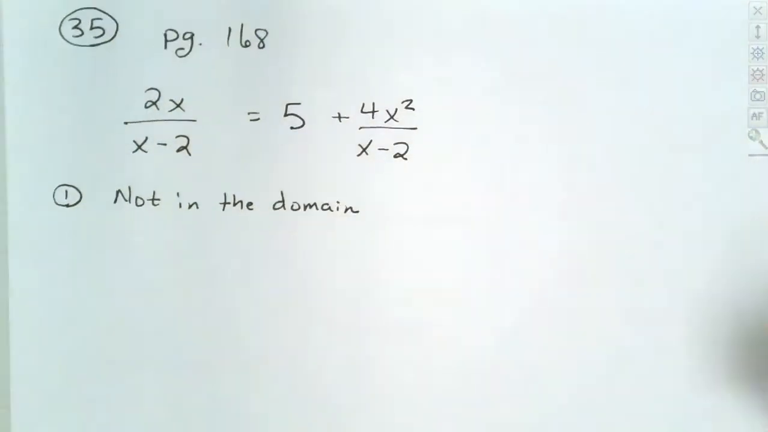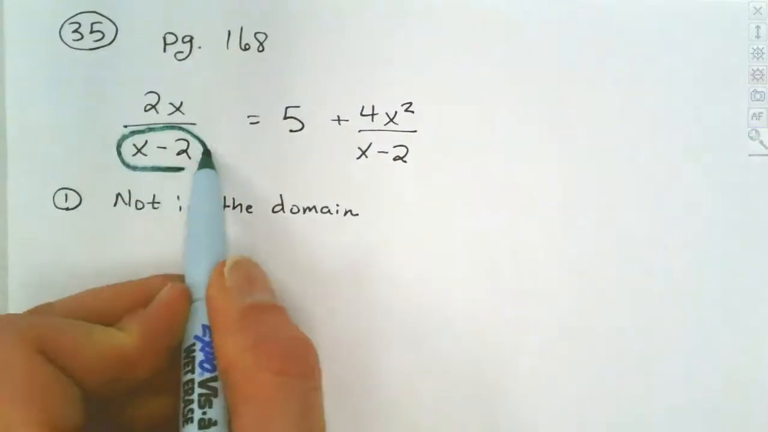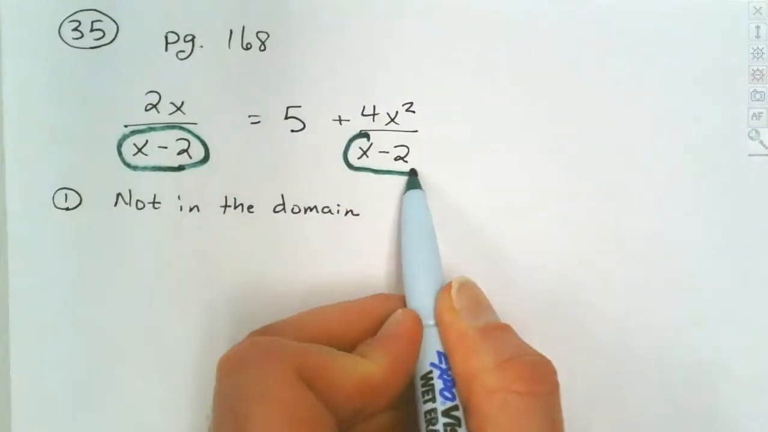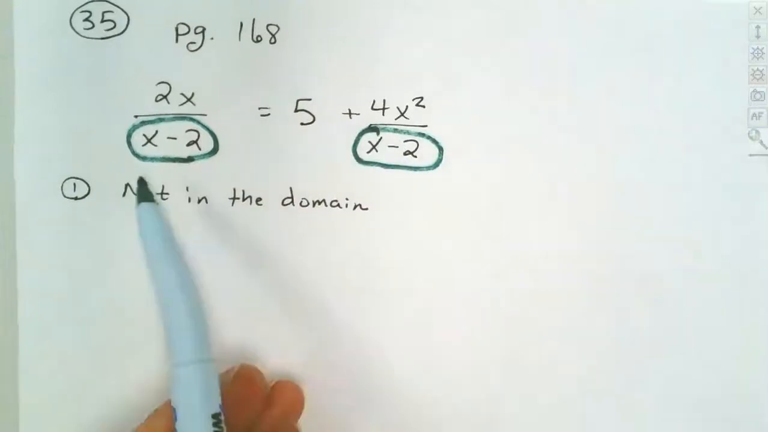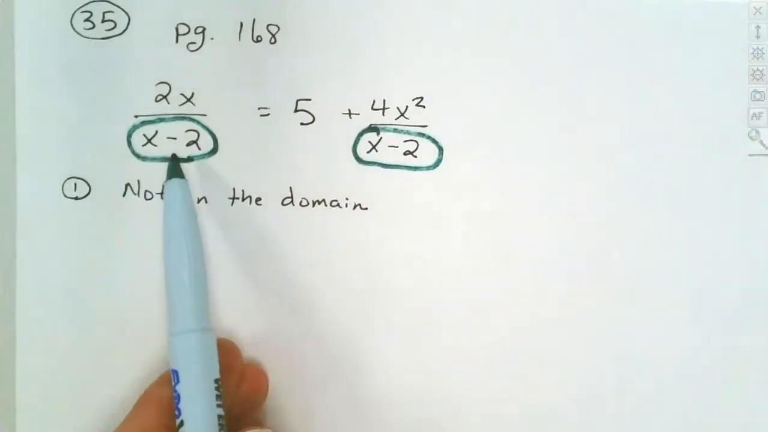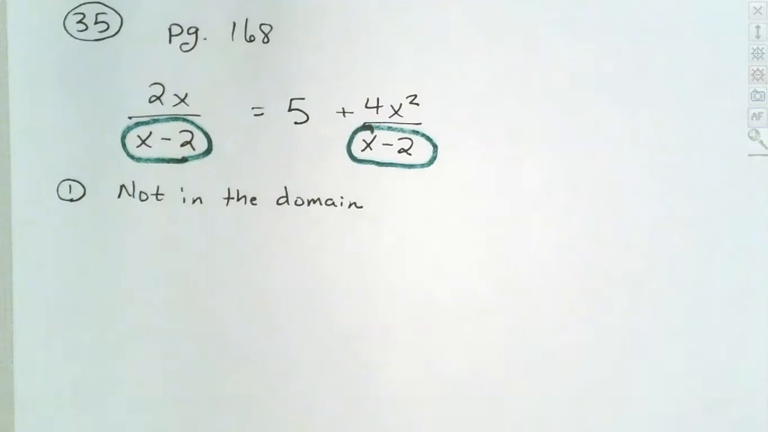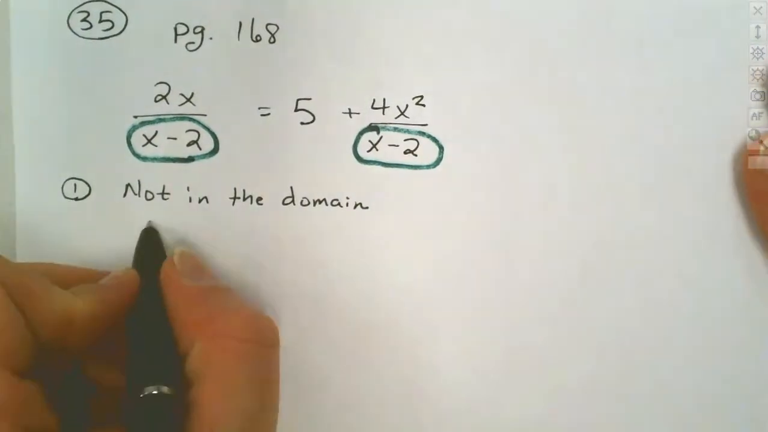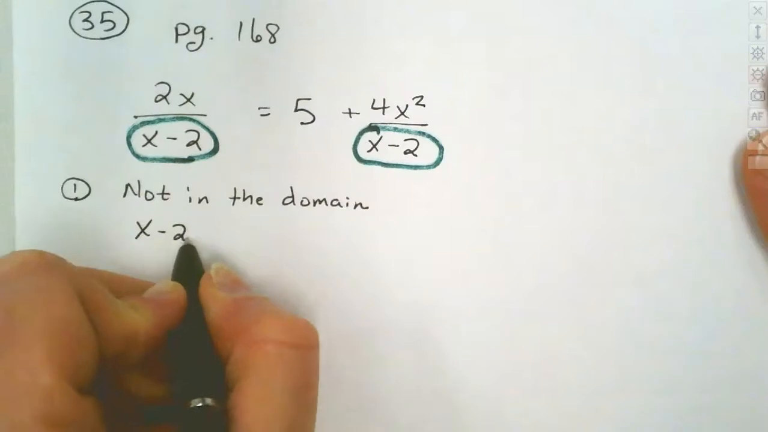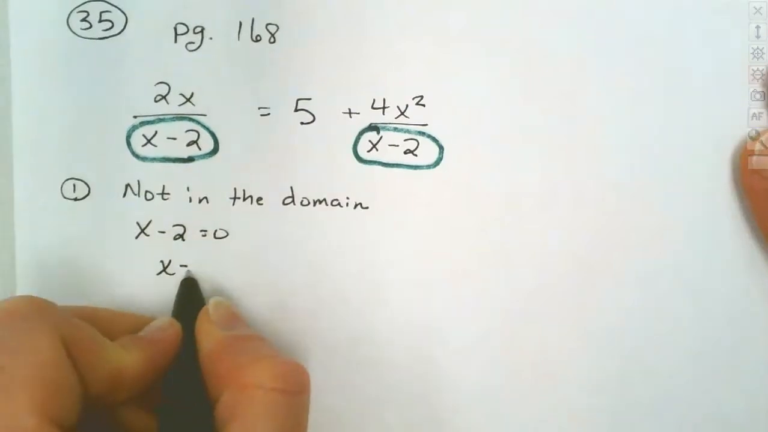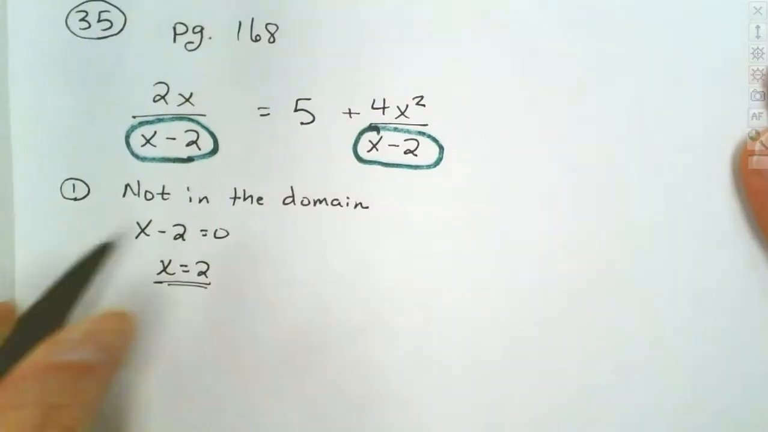And you can probably just look at this one and tell that 2 is not going to be in the domain. Why would 2 not be in the domain? Because if I plug in 2, I have 2 minus 2. And what does that give you down below? 0. Can we have division by 0? No. So you can either look at it or just write it out as x minus 2 equals 0, which gives you x equals 2. So that is not in the domain.